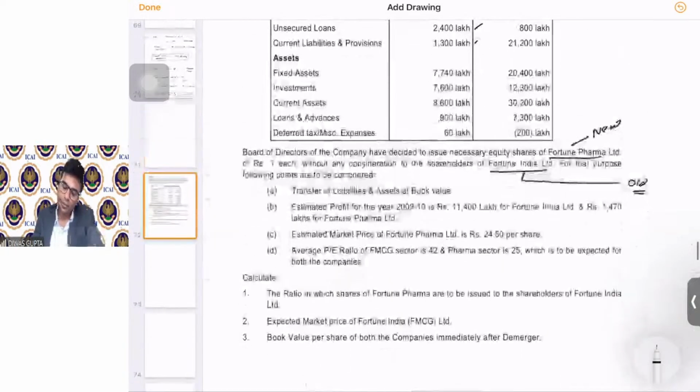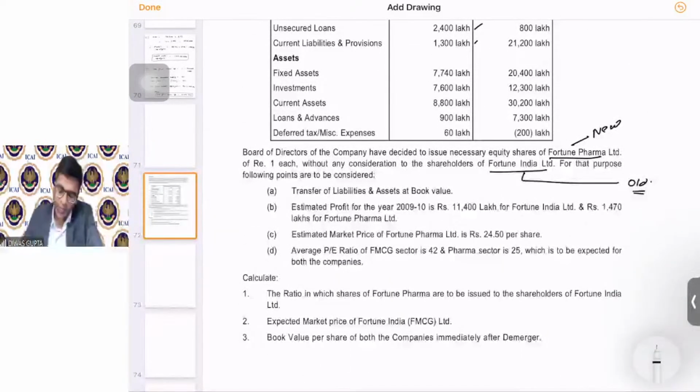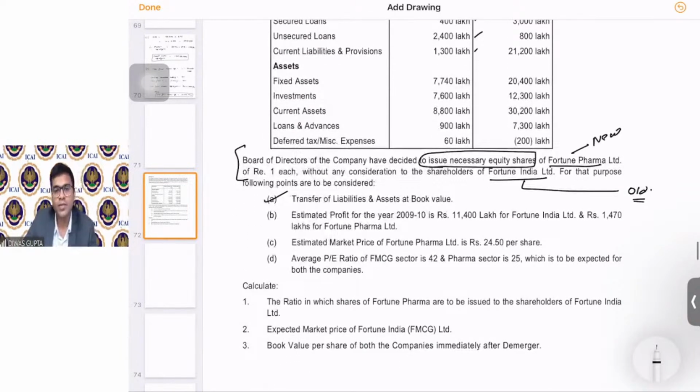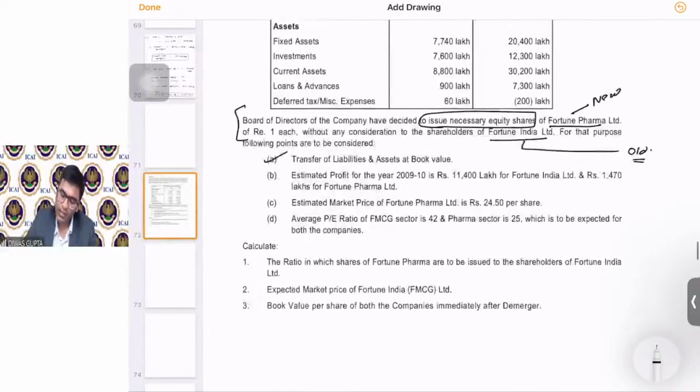Okay, students, this is what is mentioned here. But they have not given us how many shares will be issued. They have said that necessary issue of equity shares will happen. For that purpose, the following points are to be considered. What are they? Transfer of liabilities and assets at book value. Whatever assets and liabilities are getting transferred will be transferred at book value, that means from Fortune India to Fortune Pharma.